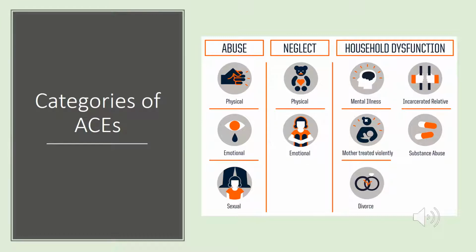Neglect, physical neglect, is the child not having enough food to eat, not having clean clothes to wear to school, not having a clean living space. And then emotional neglect is the child not feeling that they're good enough, not feeling loved, things like that.